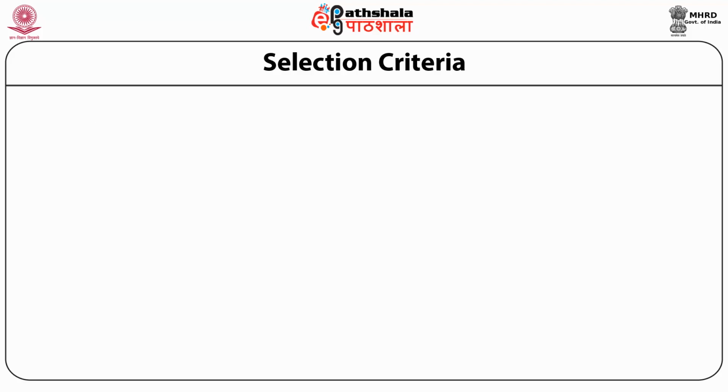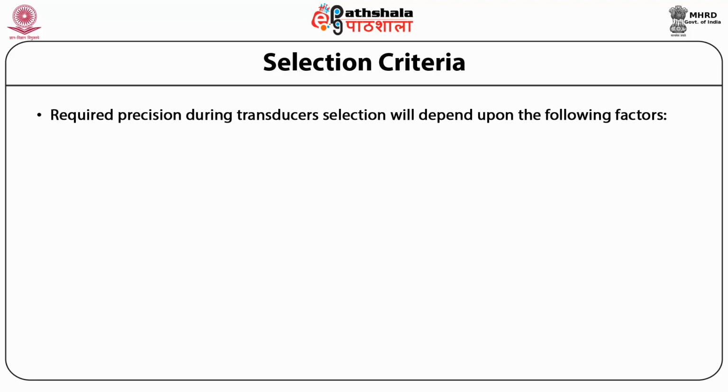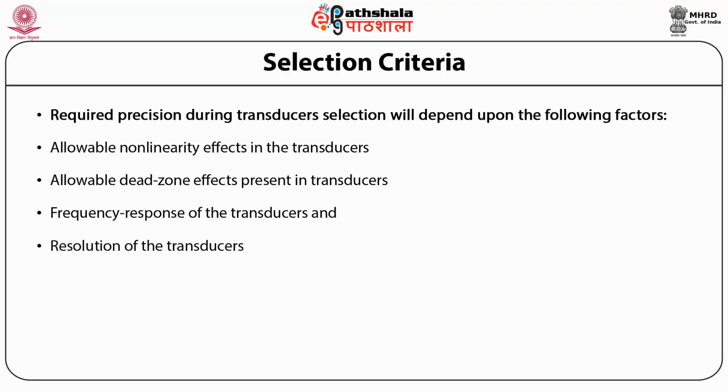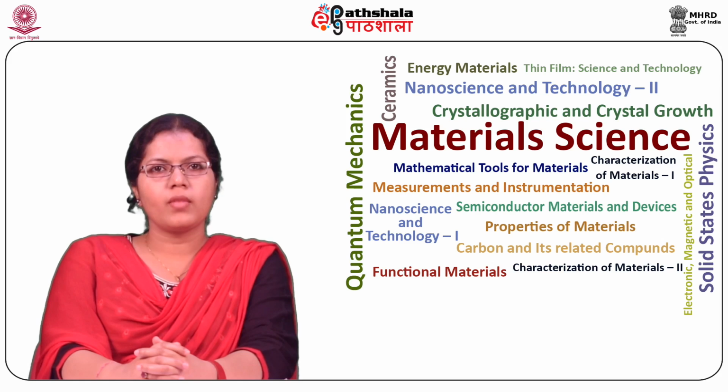Third is the required precision. During transducer selection, it will depend upon the following factors. A. Allowable nonlinearity effects in the transducers. B. Allowable dead zone effects present in the transducers. C. The frequency response of the transducers. And D. The resolution of the transducers.